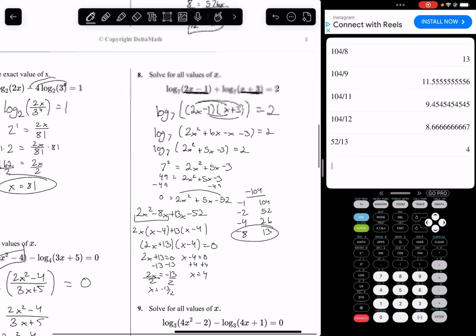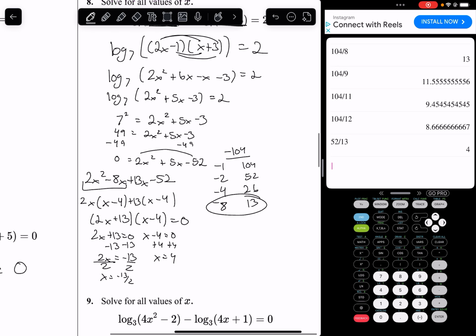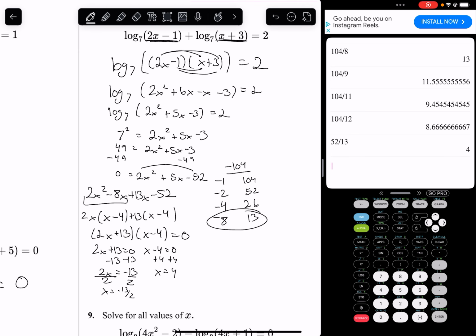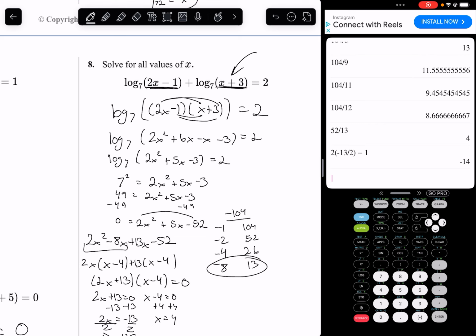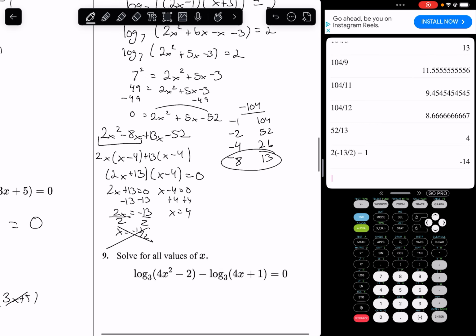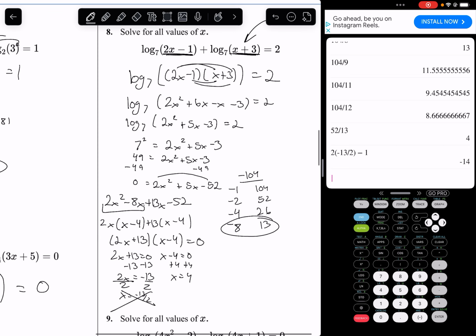Now, of course, we need to go check our solutions here, right? Make sure that they are not extraneous. So we're going to plug in our negative 13 over 2. So we're going to do 2 times negative 13 over 2 minus 1. And when I do that, I get a negative 14. That ain't good, right? So that guy is rejected. You could go and check him in here as well, but once it gives us a negative value in any of the logs, it's out. So we can stop checking it and cross it out.